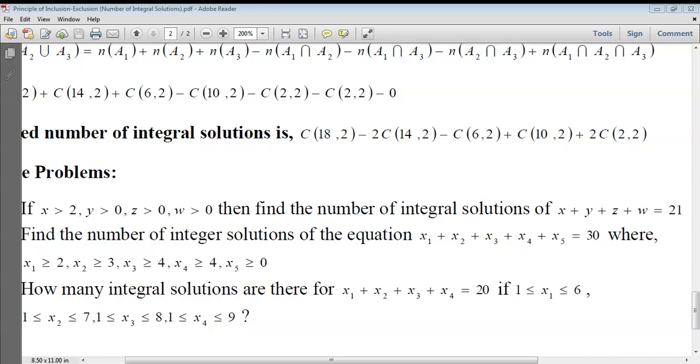Okay, for the next term, you need to use the formula for n of a1 union a2 union a3 union a4, where a1 is the set of all solutions satisfying the condition x1 more than 7, and a2 is the set of solutions satisfying x2 more than 8, and a3 is the set of solutions satisfying x3 more than 9, and a4 is the set of solutions satisfying x4 more than 10. You can try. Thank you.